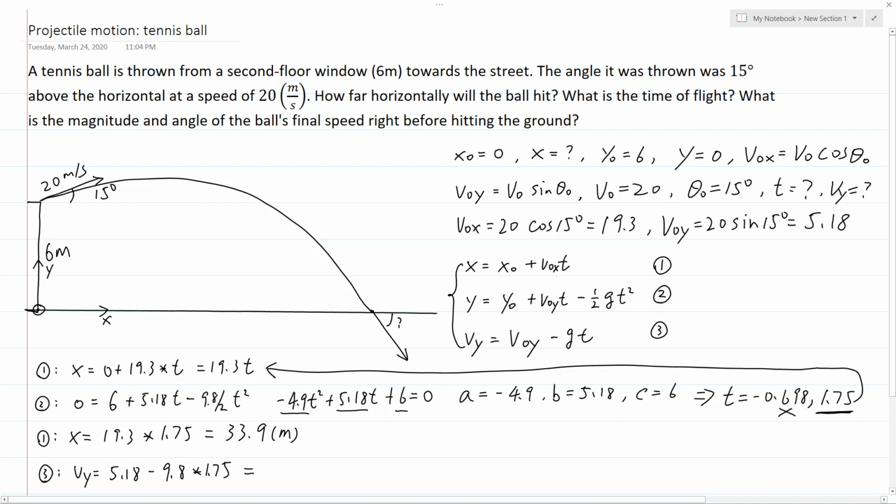So we have final velocity, which is supposed to be negative, right? It's coming down, so it is minus 12.0 meters per second. So that's only the final y velocity. And we were asked for the time of flight, which we solved first, the t, and the magnitude and angle of the ball's final velocity, not just the vertical component. So we need to combine this vertical component with the horizontal component.